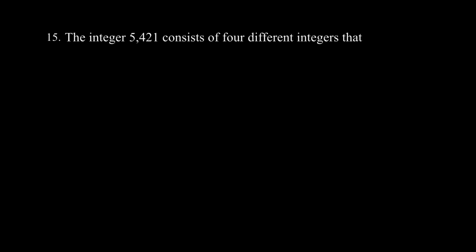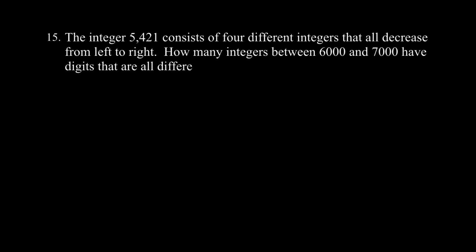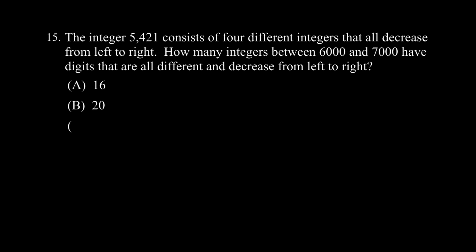So this number 15: the integer 5,421 consists of 4 different integers that decrease from left to right. How many integers between 6,000 and 7,000 have digits that are all different and decrease from left to right? So I see numbers in the answer choices: 32, 20, 26, 16, 36. They're not that overwhelming, so I know it might be safe enough for me to try to write out all my possibilities.